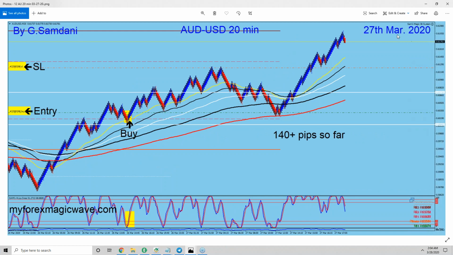So on the 27th, Aussie USD, you can see 140 pips again. The trade was there and then retraced, going back up here again by the book entry here. It went up. Nowadays, I'm not moving my SL very quickly, so I didn't move. Otherwise, it would be taken out here, and then I would have had to make another entry right here.